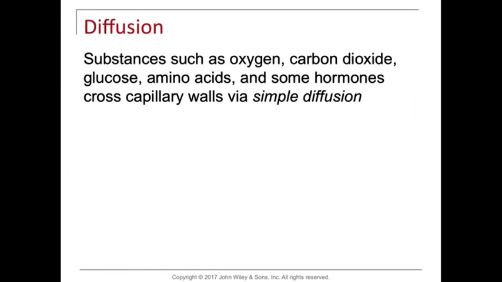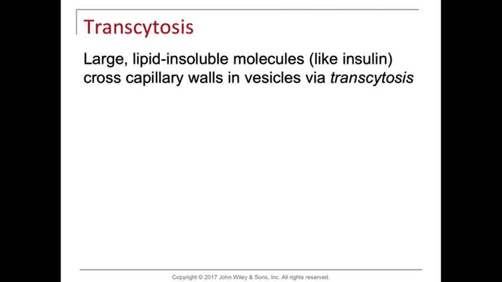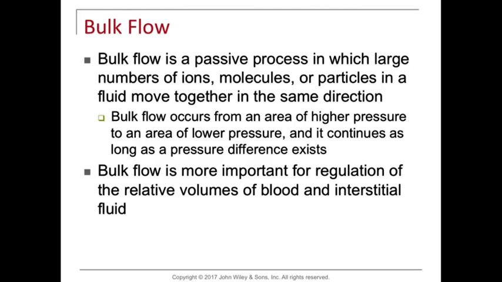Right, so we spoke about diffusion. Substances such as oxygen and carbon dioxide, glucose, amino acids, and hormones are going to cross capillary walls by a method called simple diffusion. Large lipid-insoluble molecules like insulin can cross capillary walls in vesicles. That was the method called transcytosis. That was your endocytosis and exocytosis.